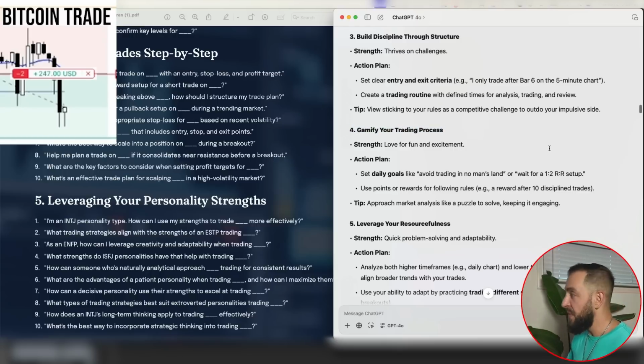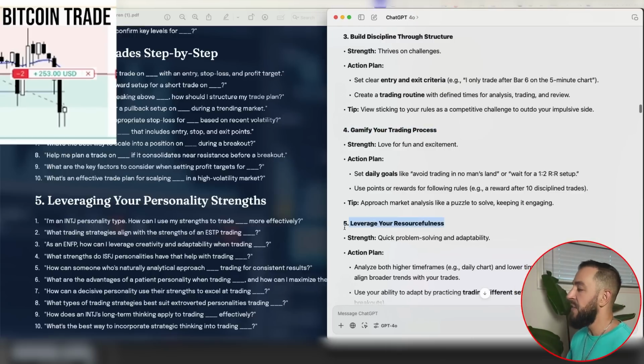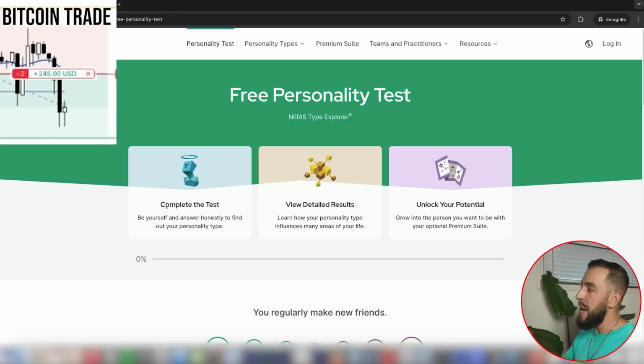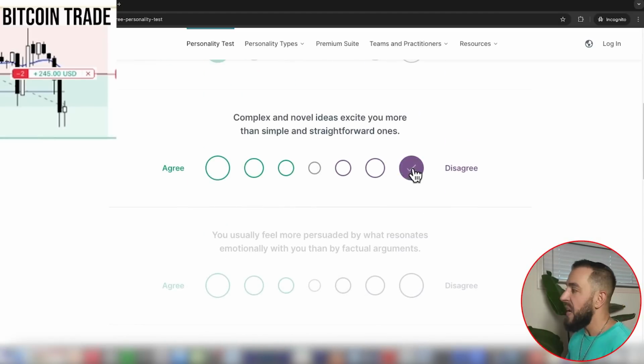And then 4, gamify your trading process. 5, leverage your resourcefulness. 6, stay engaged by focusing on momentum. So as you can see, this is advice that you'd probably have to pay someone for, and it's tailored specifically to exactly what I'm best at, which is awesome. You have to know your personality type in order for this to work for you. So start by doing that and then try this for yourself and let it blow your mind.